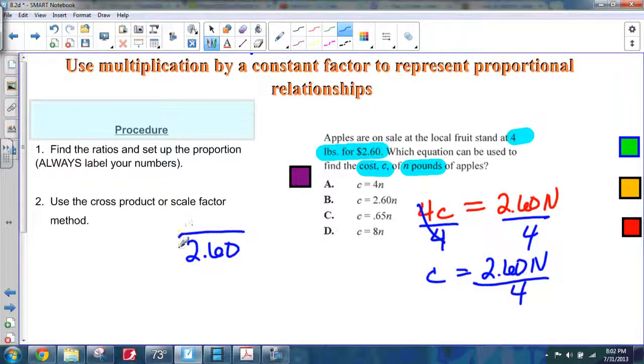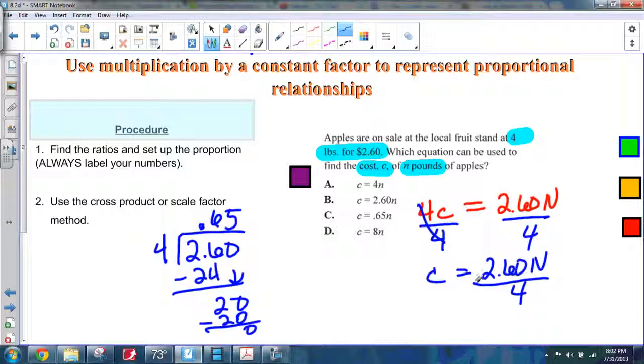2.60 divided by 4. 4 goes into 26 6 times. Minus 24. Drop down the 0. 4 goes into 20 5 times. Remainder of 0. So C is reduced to 65 hundredths times N. So we see that our answer choice is letter C.